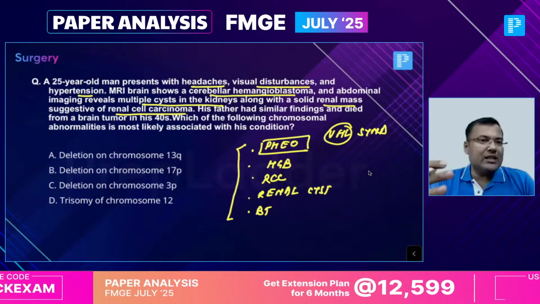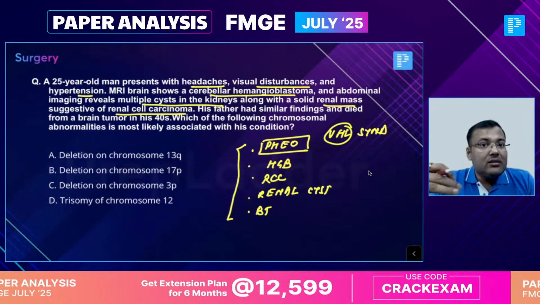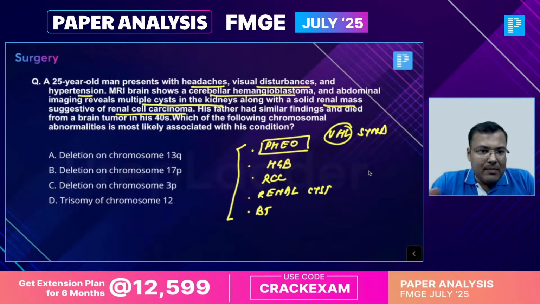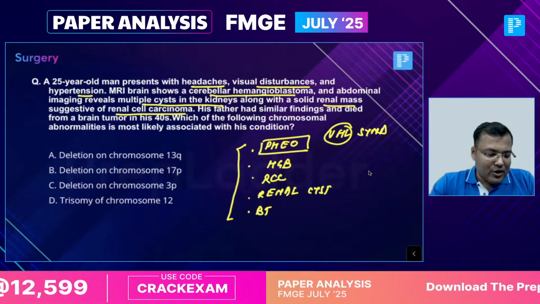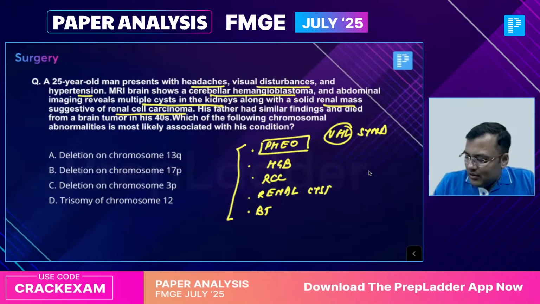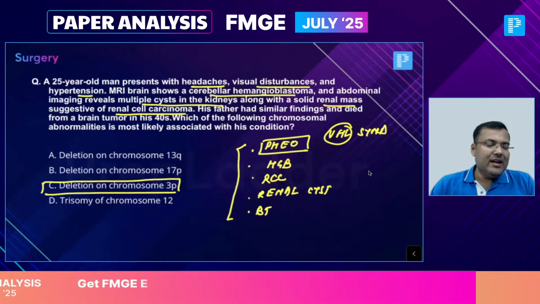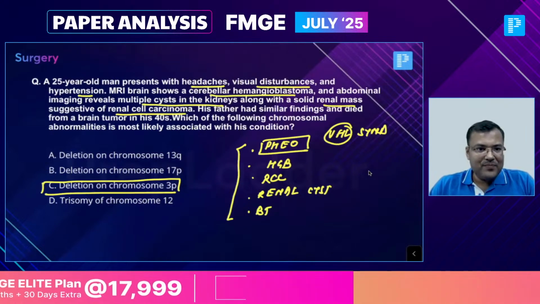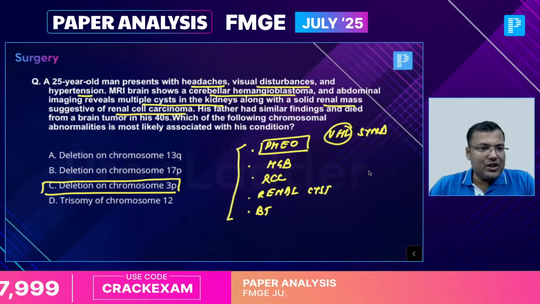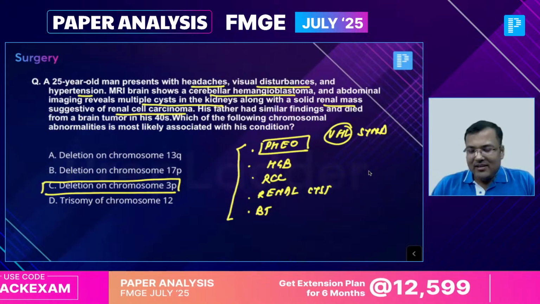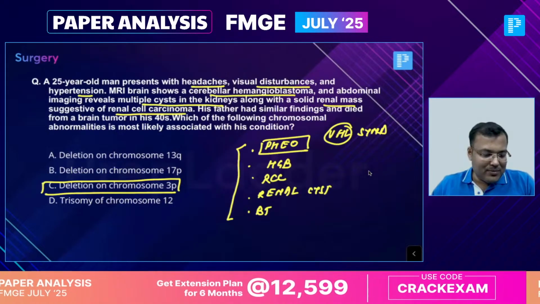And you know that it is caused by deletion of chromosome number 3p. It is on the short arm. So it is because of chromosome number 3p, deletion of chromosome number 3p. What will be the correct answer? Option C, deletion of chromosome number 3p. Clear guys? So it is because of deletion of chromosome number 3p. Correct answer is option C.